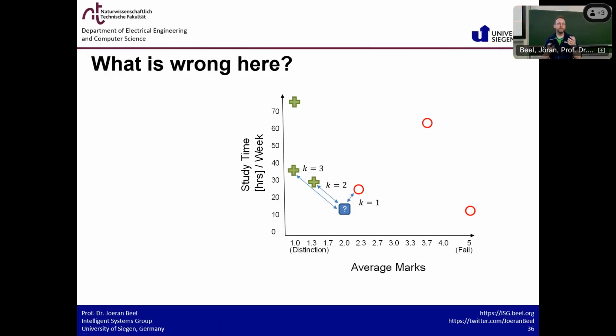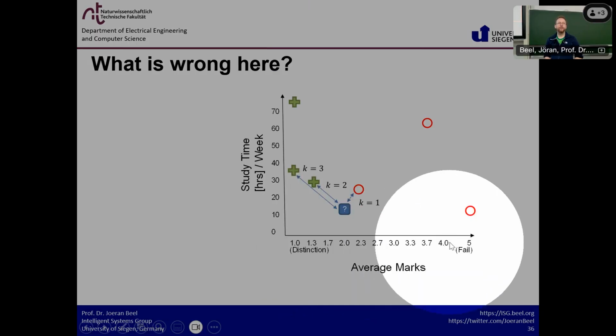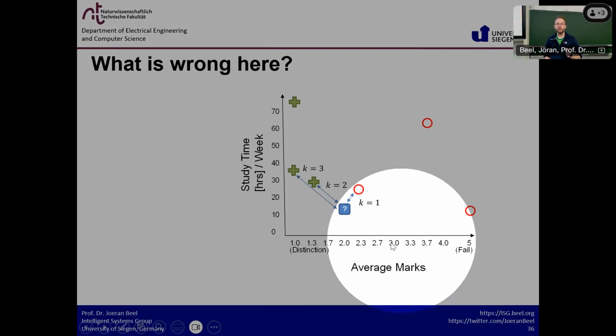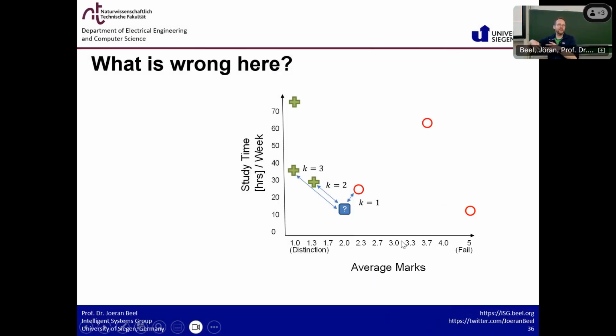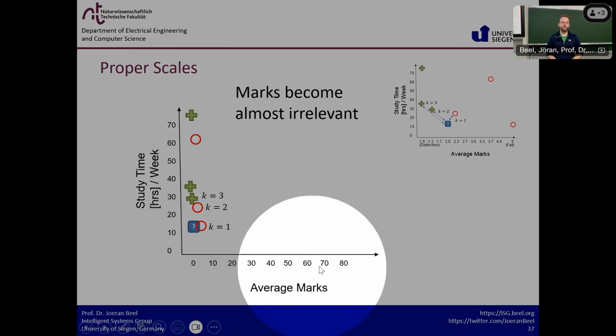There's one other issue, and that is that marks are not really linear. You would argue that the distance between a 4.0 and a 5 should be much larger than between 3 and 4, because a 5 is a fail. That's much, much worse, but that's just a side note. If you would scale this properly, where the units have the same physical amount on the screen, it would look like this, if the marks also range from 0 to 70 or 80, the same as the study time.